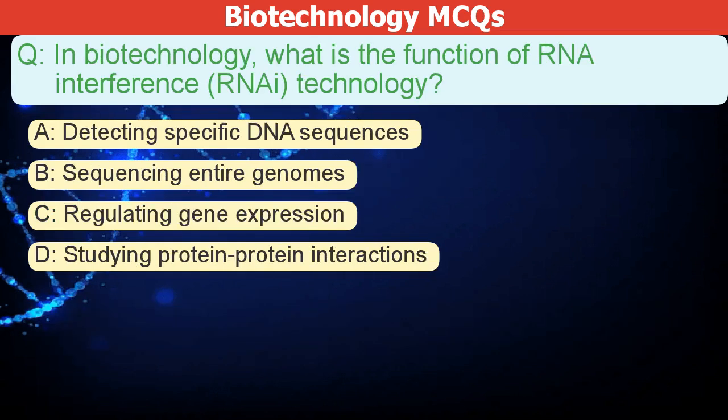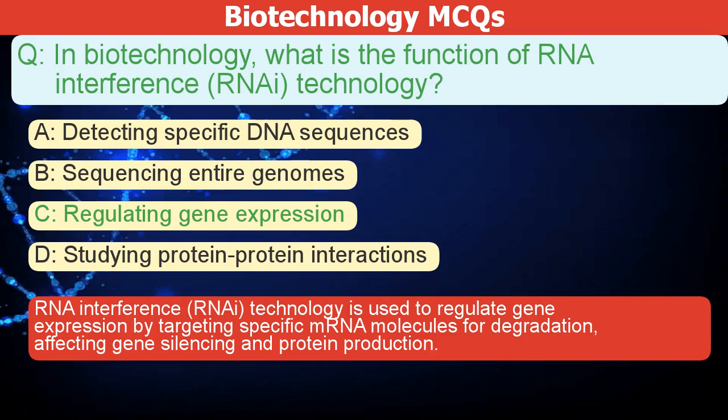In biotechnology, what is the function of RNA interference, RNAi, technology? A. Detecting specific DNA sequences. B. Sequencing entire genomes. C. Regulating gene expression. D. Studying protein-protein interactions. The correct answer is C.